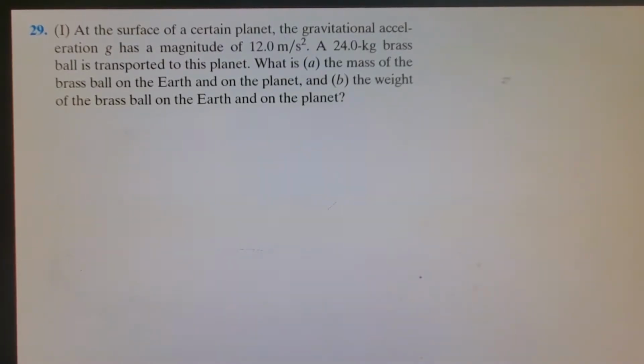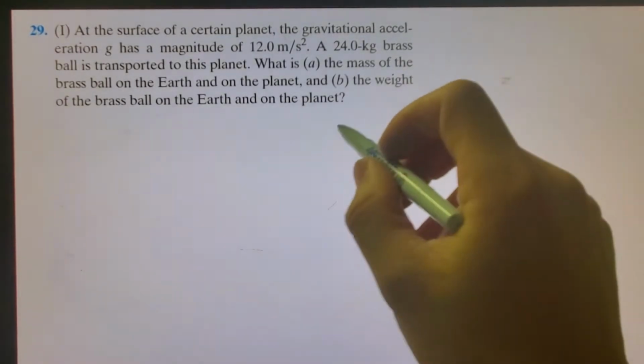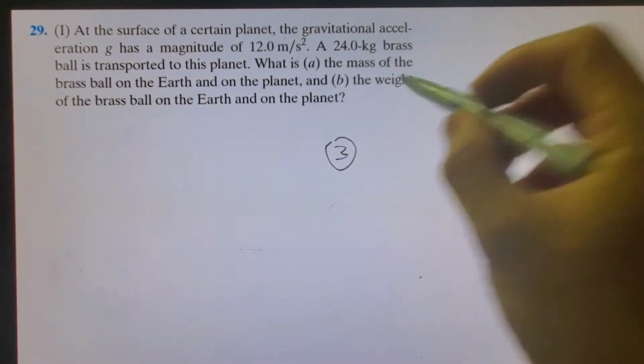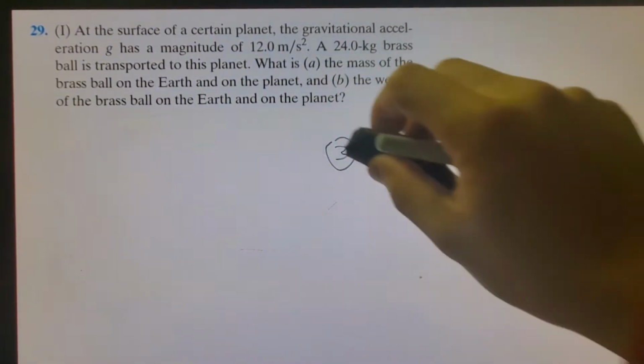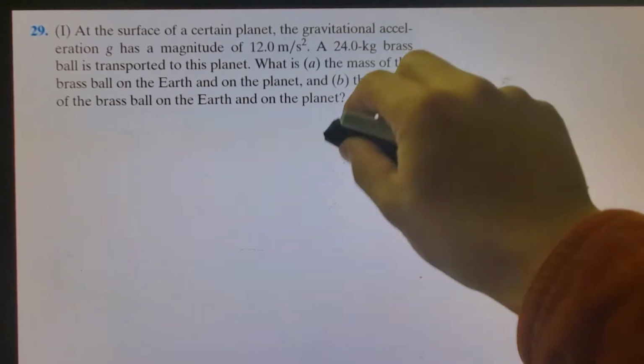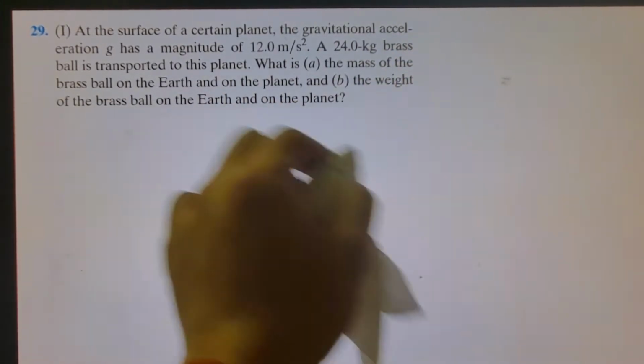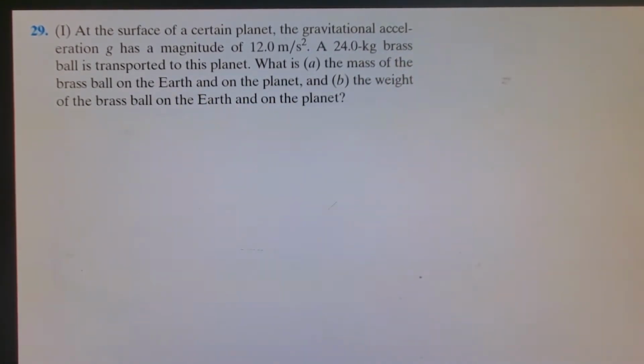This is chapter 5, problem number 29. The magic number, the lucky number for this problem is 3. All right, let's look at the problem. Well, I'm sure you have read the problem. This is your homework assignment. I'm just going over it.